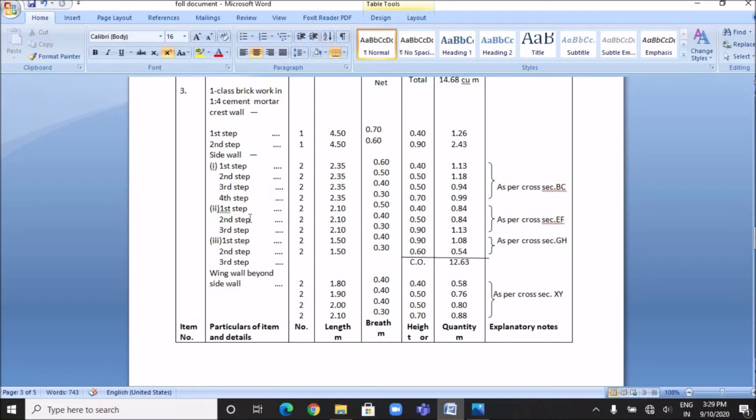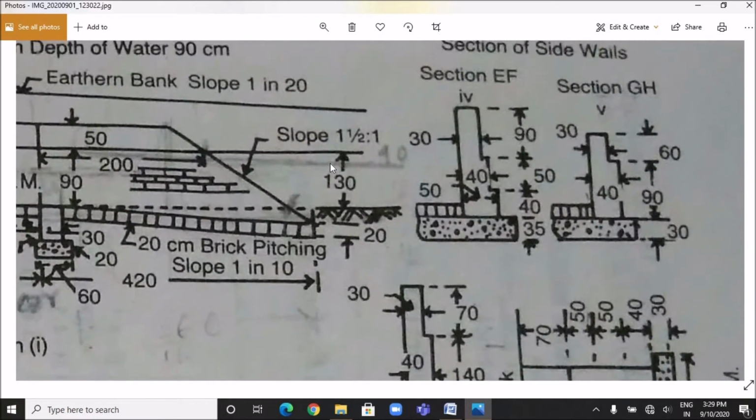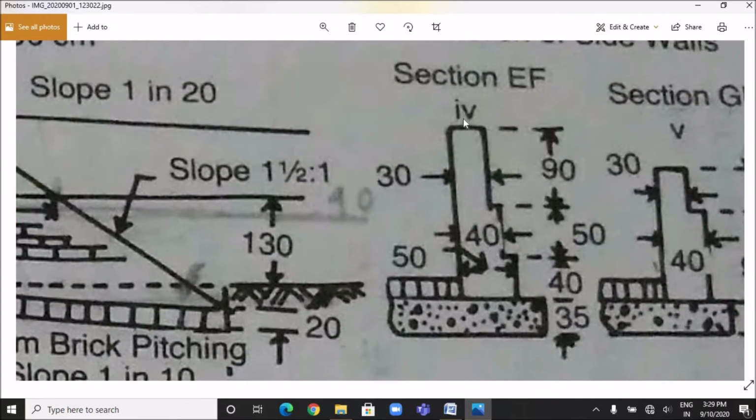Then next, again brickwork is done in the second portion of the side wall, which has a length of 210 centimeter or 2.1 meter. If we see the cross section EF, here we can see that there are a total of 3 steps. The bottommost step has a breadth of 50 centimeter, over which the step breadth is 40 centimeter, and over which the breadth of the step is 30 centimeter.